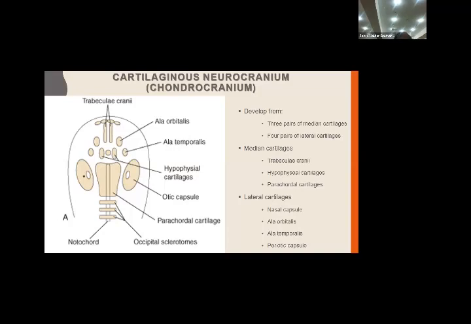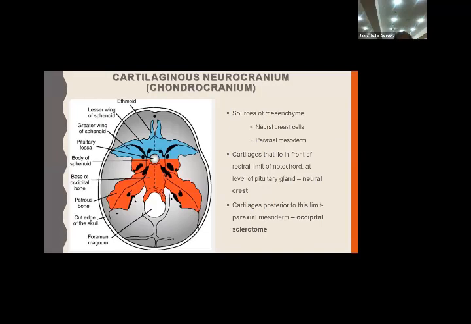अब इनका source क्या है डेवलपमेंट का? ठीक है, obviously mesenchyme से तो डेवलप हो रही है, but where does the mesenchyme come from? तो दो sources हैं mesenchyme के. Part of it develops from neural crest and part of it develops from paraxial mesoderm. Okay, अच्छा जी.